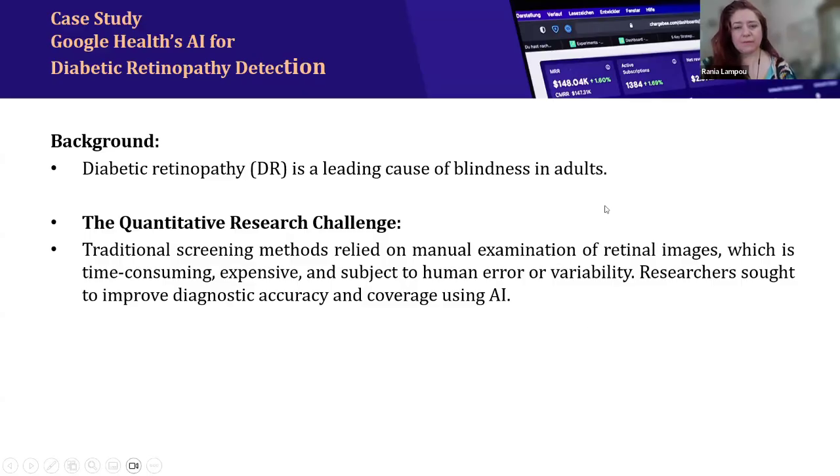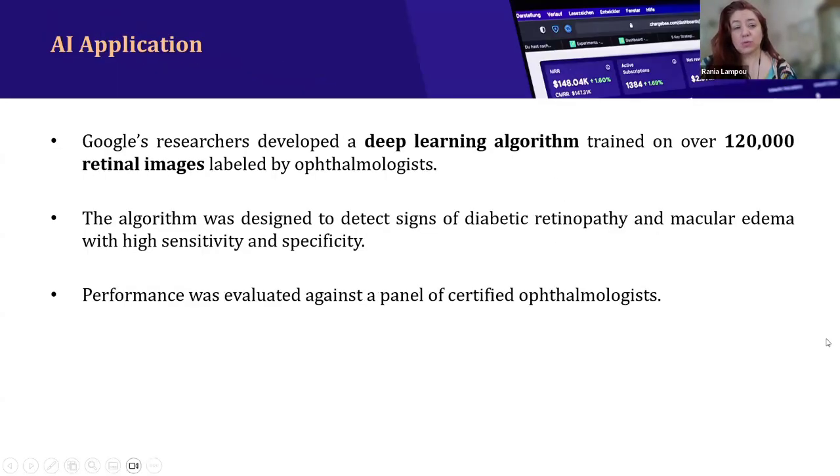here we have the background of this study. It was diabetic retinopathy, which is the leading cause of blindness in adults. The challenge here for quantitative research is that traditional screening methods relied on manual examination of retinal images, which is time-consuming, but researchers sought to improve diagnostic accuracy and coverage through AI. So what is the AI application? Researchers developed a deep learning algorithm trained on over 120,000 retinal images. The algorithm was designed to detect signs of diabetic retinopathy and macular edema with high sensitivity and specificity. Performance was evaluated against a panel of certified ophthalmologists.